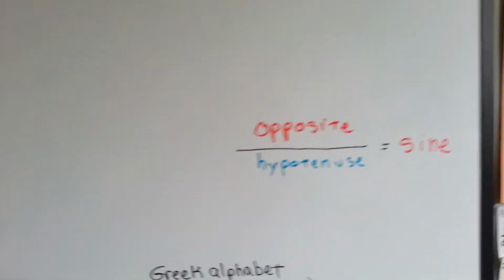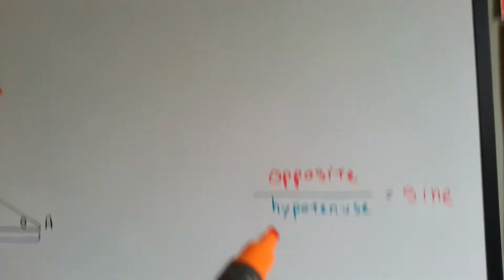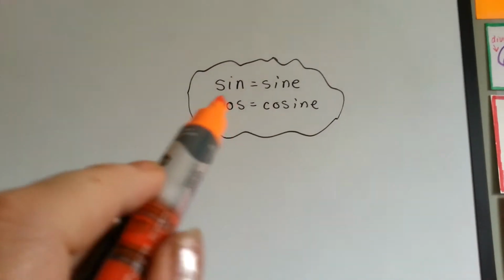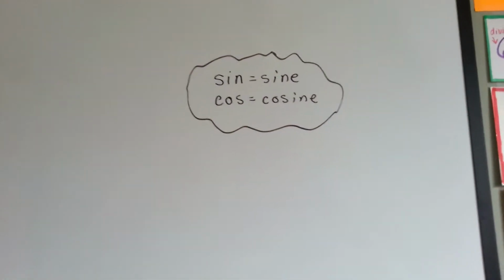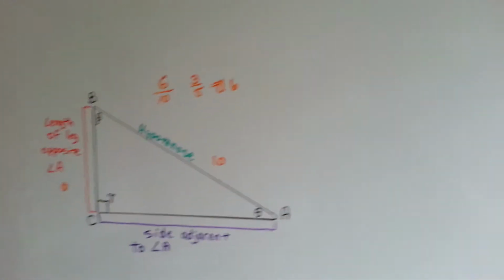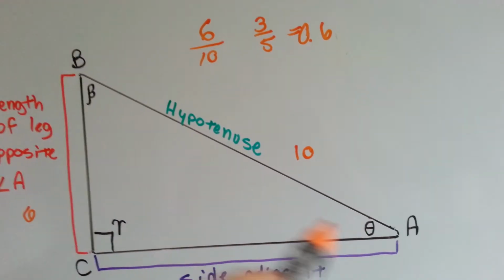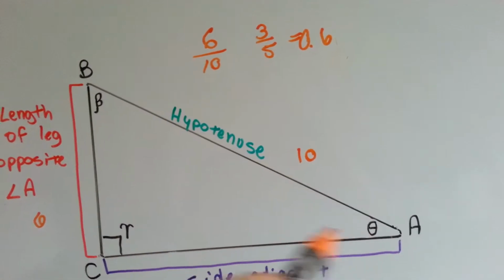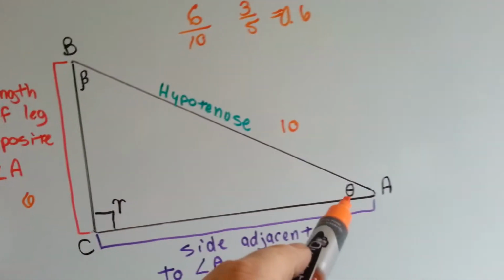So I want you to remember that it's the opposite over the hypotenuse. I want you to remember that if you see SIN, it's just a short way of saying sine, and if you see COS, it's a short way of saying cosine. And I want you to look in the corners here. See these little marks here? These are letters of the Greek alphabet, and they represent the measure of an angle.